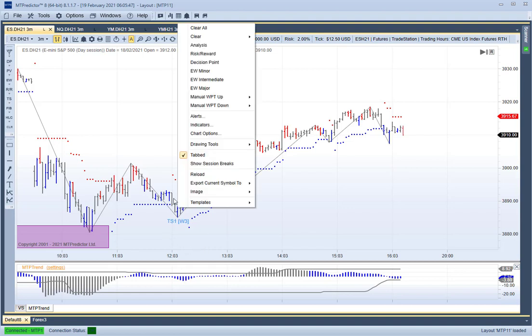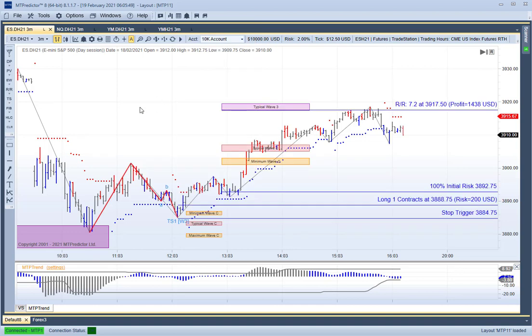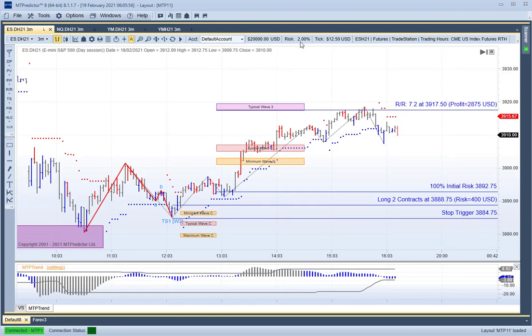So if we right mouse click over this blue buy bar and do our analysis, you can see this sets up our trade. We use position sizing, so I'll just change that to our default account, which is 2% risk on a sample $20,000 account. That will allow you to go long 2 contracts for an initial risk of $400, ignoring slippage and commission.